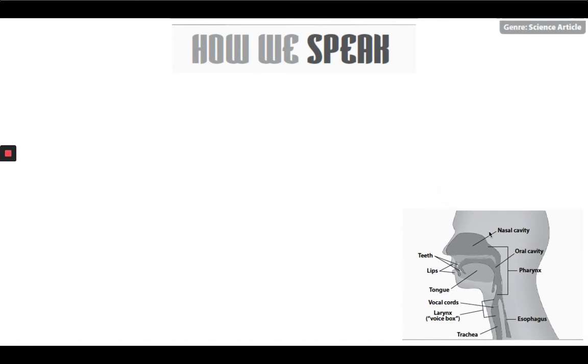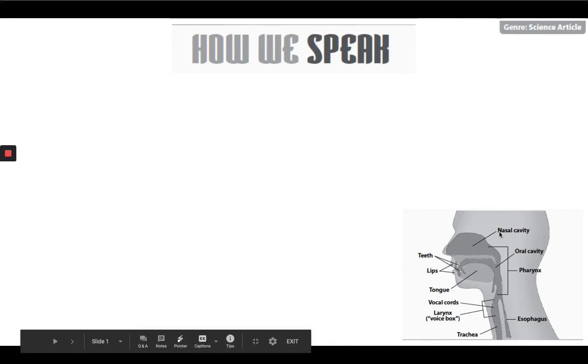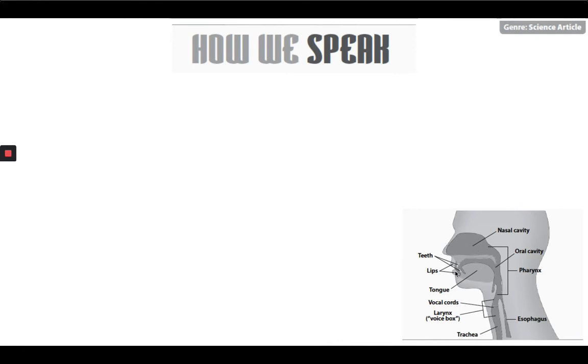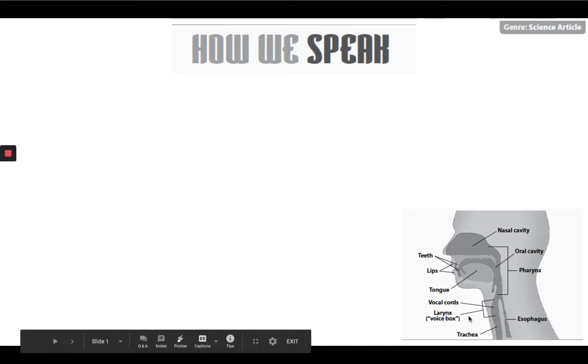So if you notice here, we have a diagram, right? So we have the nasal cavity. You can see where the nose is in the profile, where the teeth would be, and the lips and the tongue, vocal cords, and what we call the larynx or the voice box, the trachea, the esophagus, right, the trachea goes down to your lungs and the esophagus goes down to your stomach. And we have, this is the pharynx, right, and then the oral cavity, the back of your mouth.